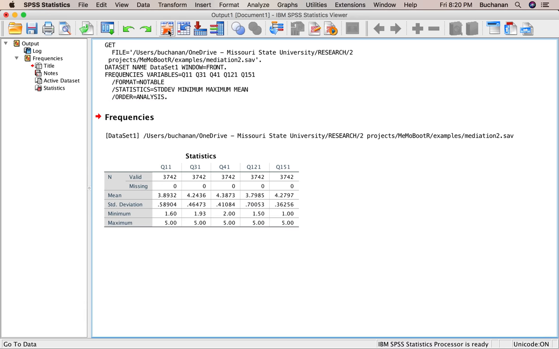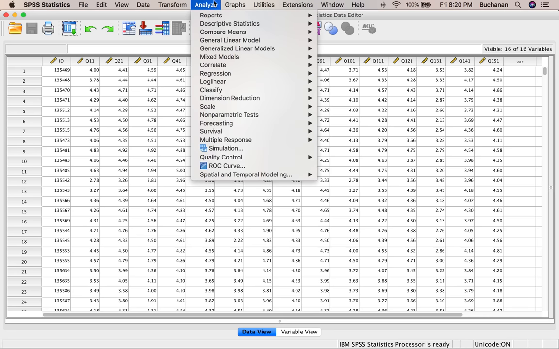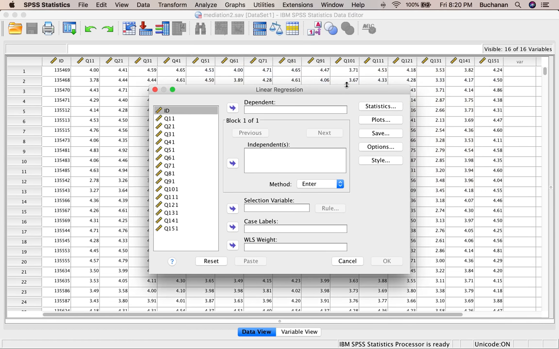So I'm going to hit the star button to go back to the data, although you don't have to go back to the data for this particular thing. You can analyze from either window. I just like to look at the numbers. So let's hit Analyze, Regression, Linear. So we're going to run a regression analysis. This isn't part of PROCESS, but we're going to run that final model and tell it to calculate our outliers for those, because we can't do that as part of PROCESS.